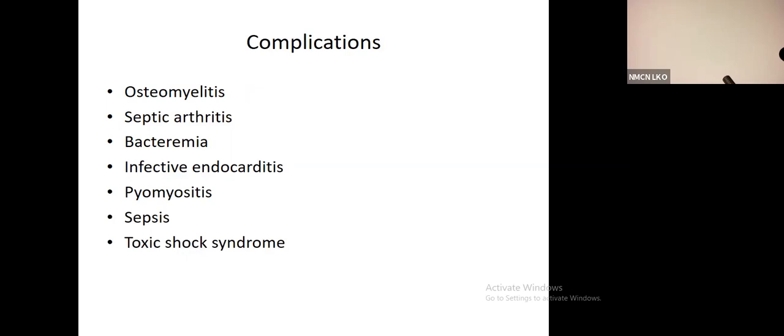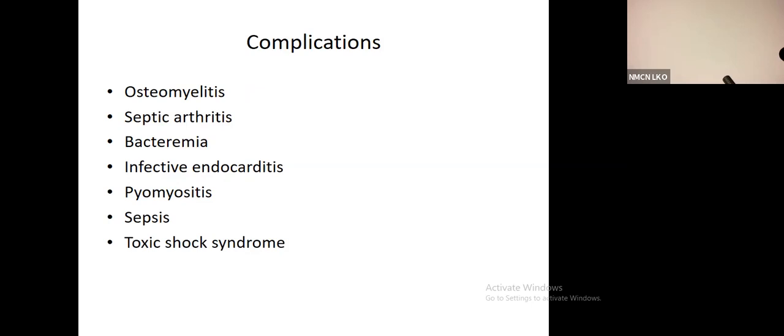Complications of these organisms: osteomyelitis, septic arthritis, bacteremia, infective endocarditis, biomyositis, sepsis, and toxic shock. How many of you see cases with biomyositis? Basically, biomyositis is something with multiple abscesses, weak pieces in the muscle, and they require drainage. So it's not easy to catch them.